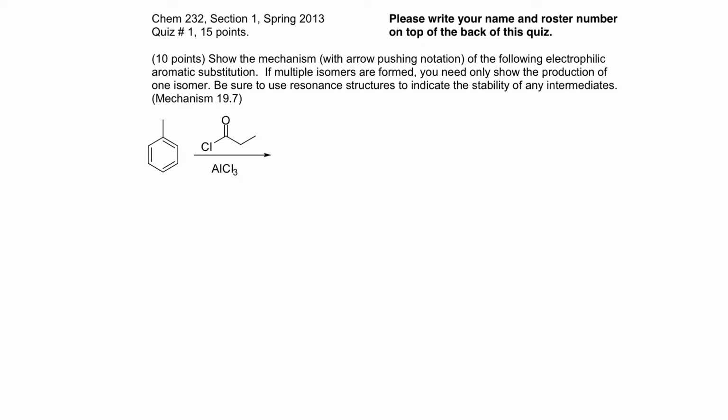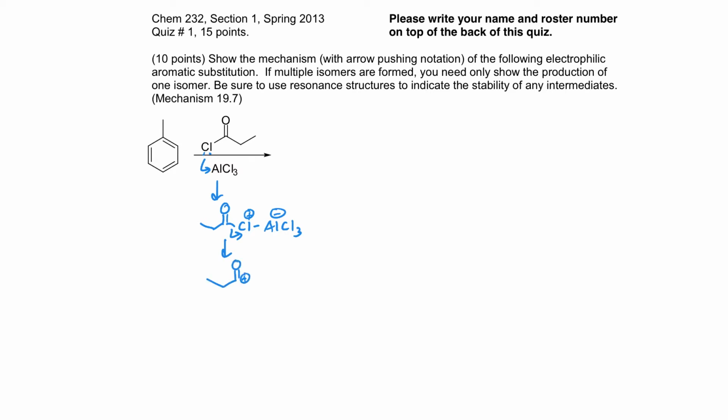Alright, so quiz 1 answer key. First one asks us for a mechanism of a Friedel-Crafts acylation reaction. And so the first step would be to take the lone pair on the chloride and form our more reactive intermediate. And now we're going to lose AlCl4 minus.